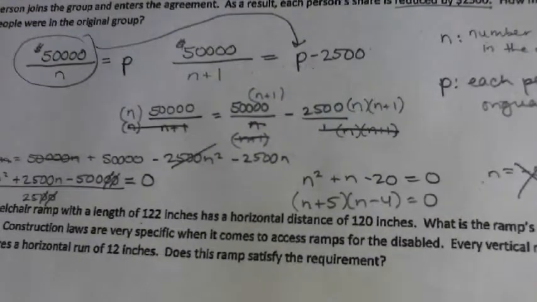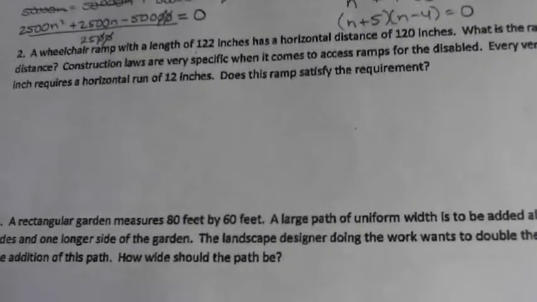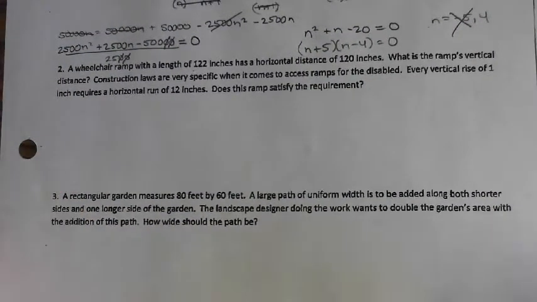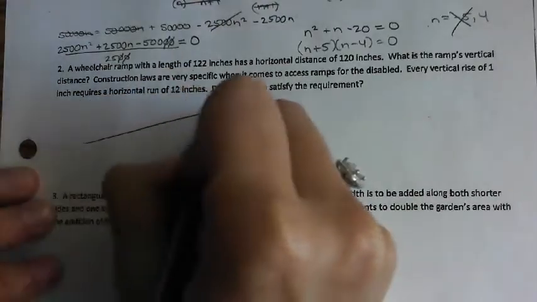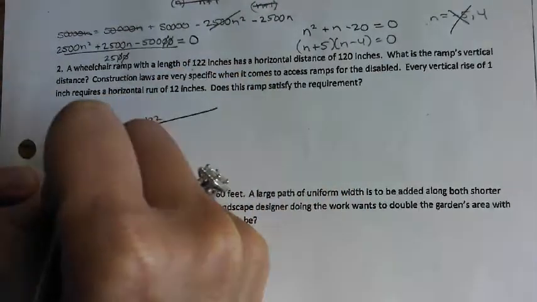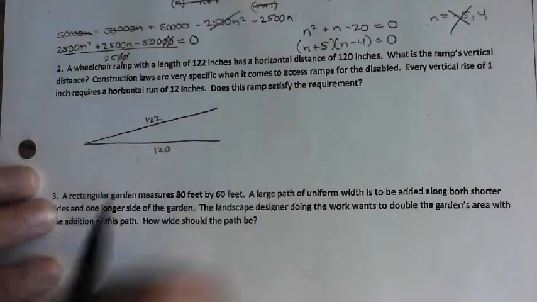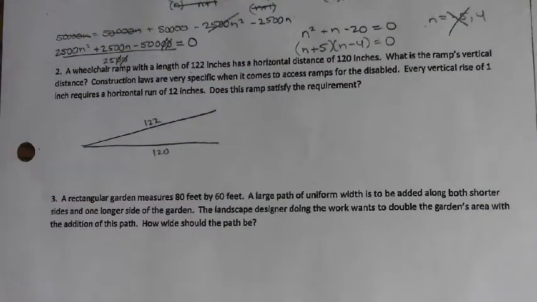We're good? We probably won't solve all of these. We'll just make sure we get through setting them all up. A wheelchair ramp with a length of 122 inches has a horizontal distance of 120. So I love diagrams. What is the ramp's vertical distance?